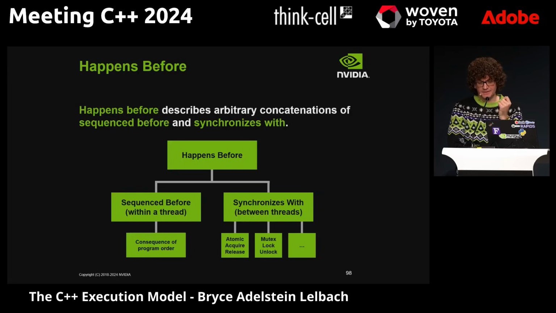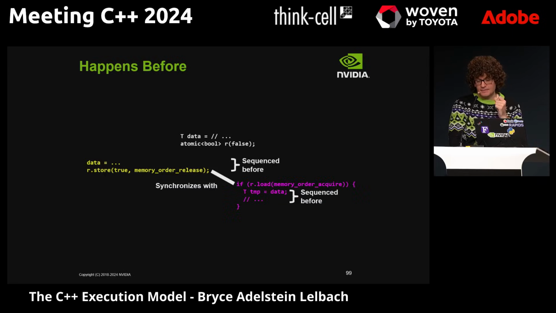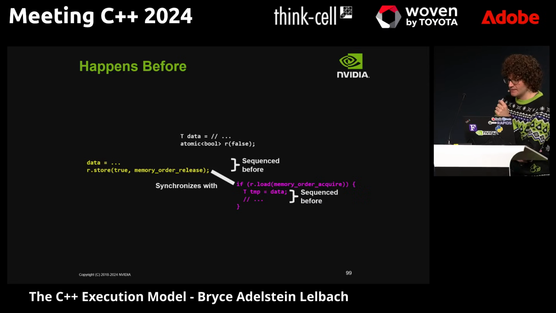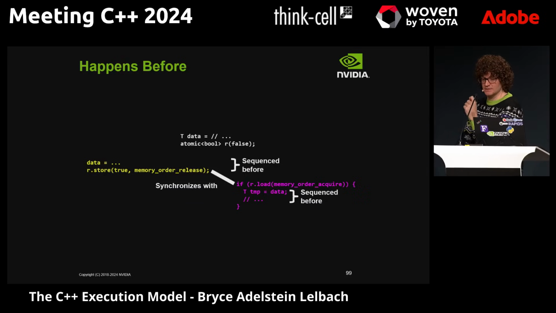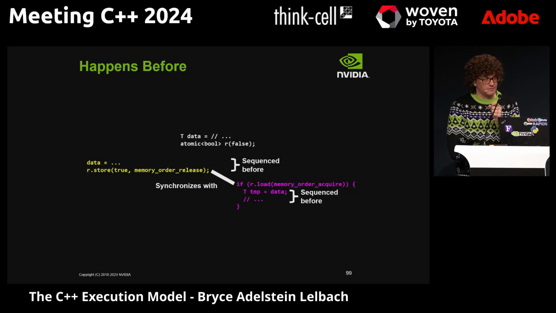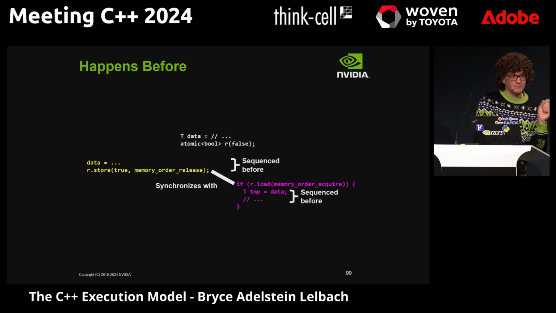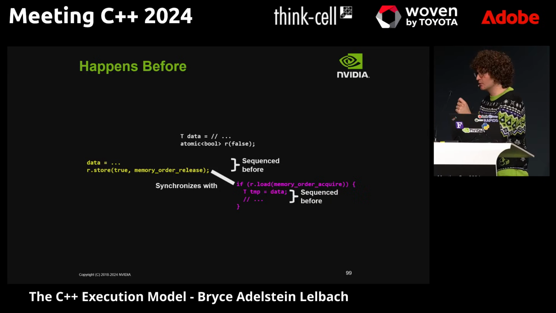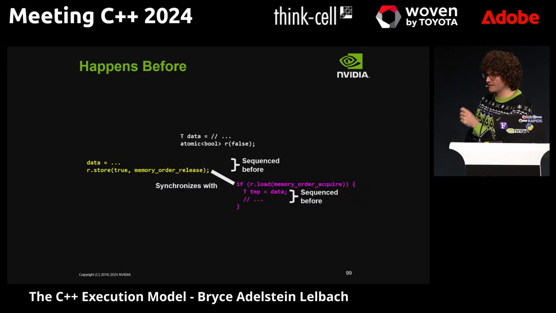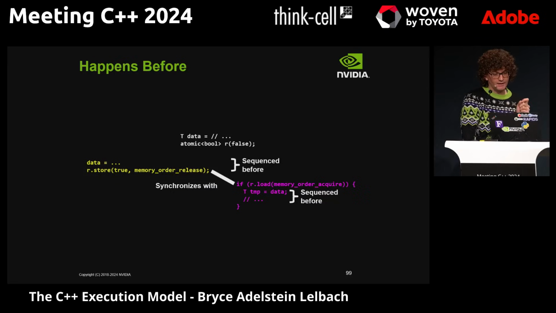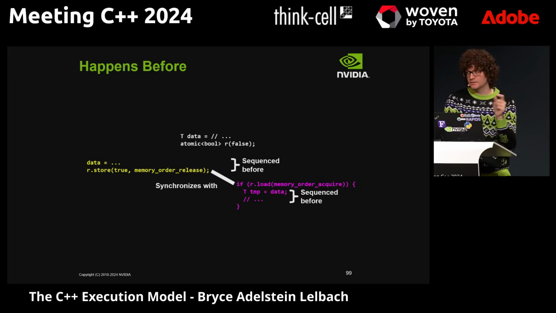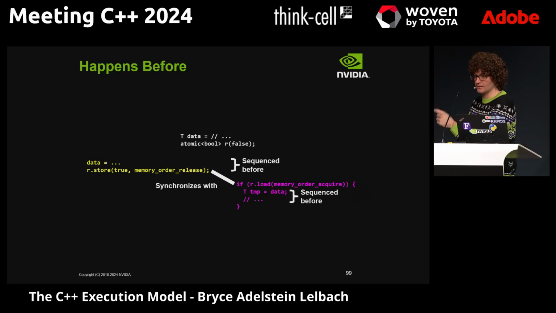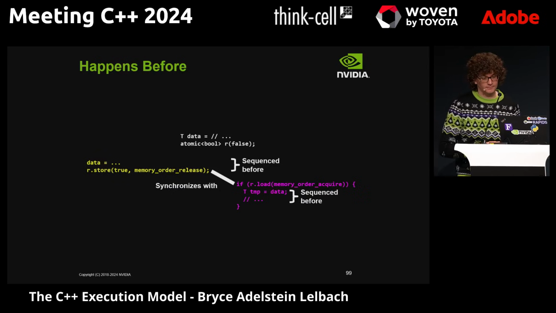So let's look at that example that we just saw. Here, the left thread stores non-atomically to data, and then it does an atomic store release to the flag. The store to data is sequenced before the atomic store to the flag. So the data store happens before the flag store. Likewise, the atomic flag load on the right is sequenced before, and thus happens before, the non-atomic data load.